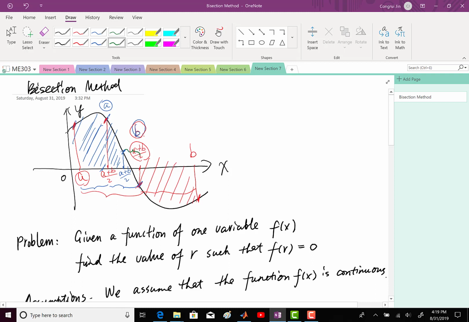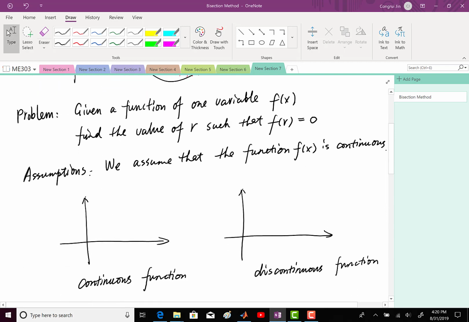You can see the interval a to b becomes smaller and smaller, which means you are closer and closer to the root. When you are really close to the root, we can assume that you have found the root. So this is how the bisection method works. The problem we want to solve with this method is: given a function of one variable, f(x), find the value of r so that f(r) equals 0. So r will be the root.